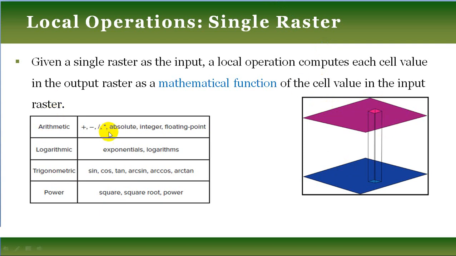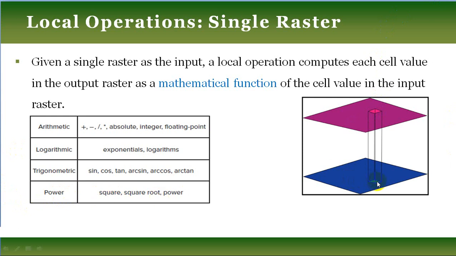So not only arithmetic, a lot of logarithmic functions like exponential and logarithmic functions, and trigonometric operations like the sine value of a pixel, the cos value of a cell, tan. All such trigonometric functions can also be applied to every individual cell of the input raster, and then the corresponding cell value in the output raster can be calculated. We can also use square root, square, power.